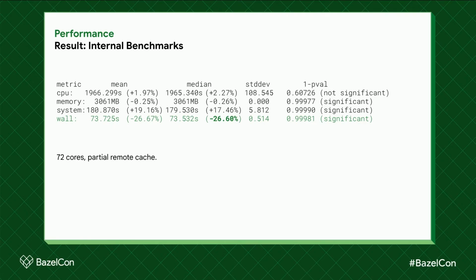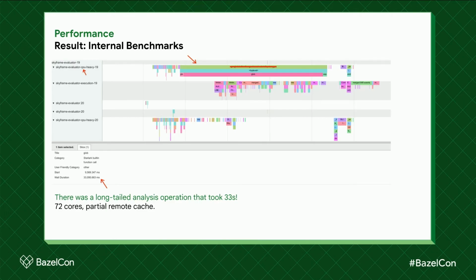It's like, okay, what's going on? Then we looked at the profile, and it turns out there's a long-tail analysis operation that took 33 seconds that's holding everyone back. And Skymeld really helped us here, 26%.